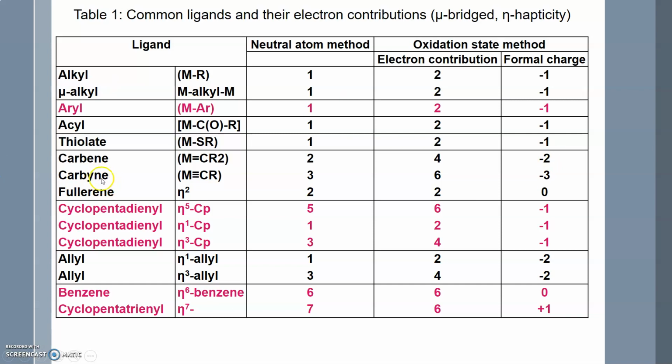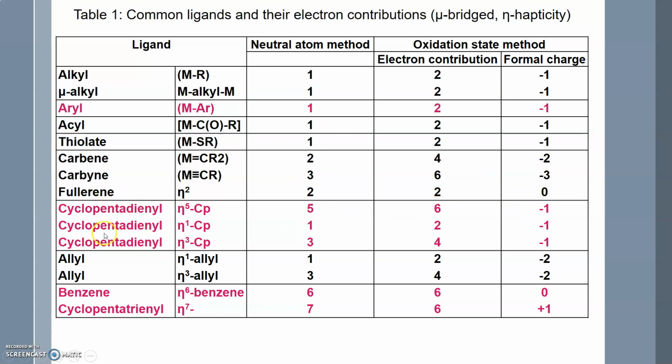The formal charge on carbene is considered as -3 and the electron contribution is considered as 6 in the oxidation state method, whereas the electron count is taken as 3 in the neutral atom method. In the case of fullerene, it is going to bind with the metal through eta 2 formation because the hapticity of 2 is usually reported with the fullerene mostly. In the neutral atom method as well as in the oxidation state method, the electron count is taken as 2 because it is considered as a neutral atom.